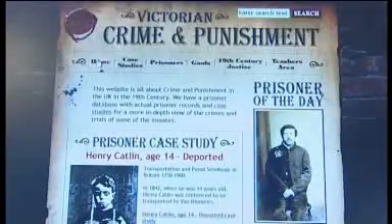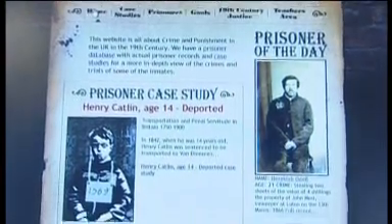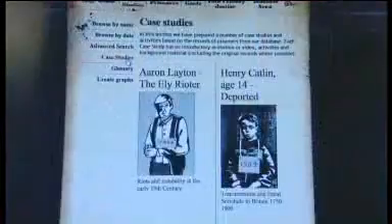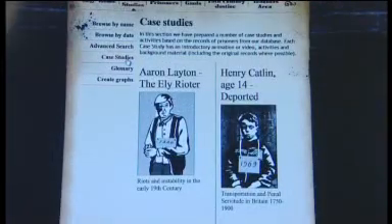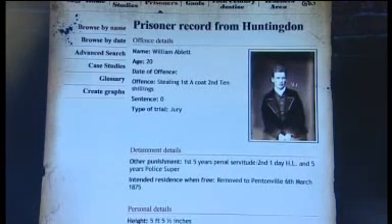There's several case studies, prisoner case studies, like on the front page here we have Henry Catlin, who was deported for stealing 3 and 6pence. And that immediately grabs kids' attention. And there's thousands and thousands of these prisoners, their details and the supporting material on the jails, on the justice system and so on. But it's really these prisoner records that are the meat of the resource.